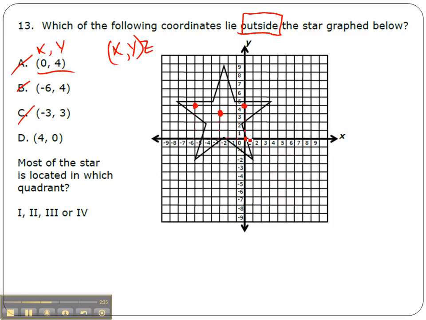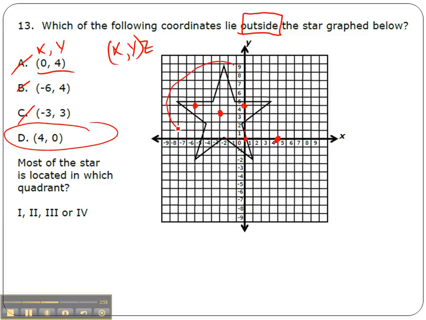(4, 0). So start at the origin. X coordinate is 4, so I'm going to move 4 to the right. 1, 2, 3, 4. And the y coordinate is 0, so I'm not moving up or down at all. That is on the x-axis. It is outside of the star. That's the answer. The next question asks, most of the star is located in which quadrant?